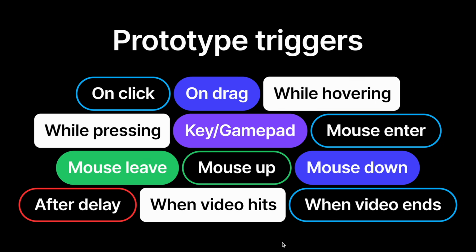In today's episode, we are going to be talking about prototype triggers. When you create an interaction, it has a trigger and an action. The trigger is what starts it, while the action is what you want that interaction to do. On my screen here, you can see different types of prototype triggers. I'm going to be sharing how to use all of them.